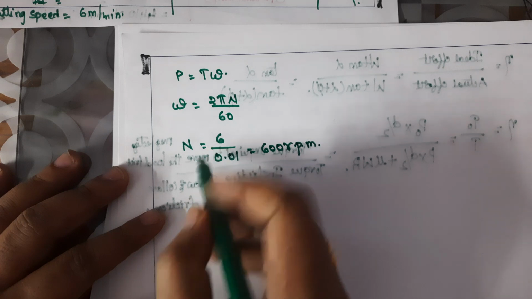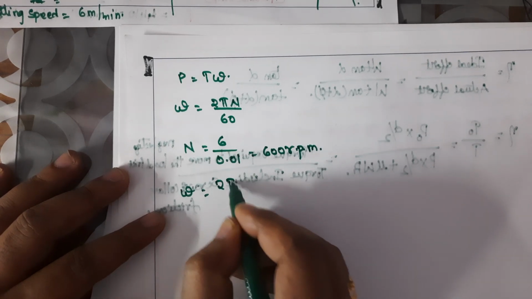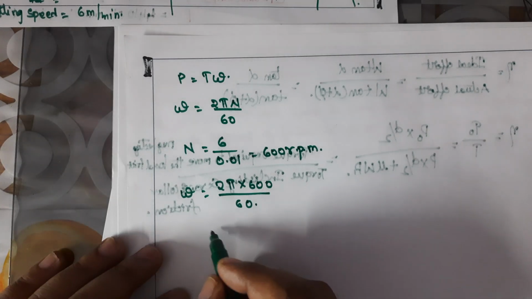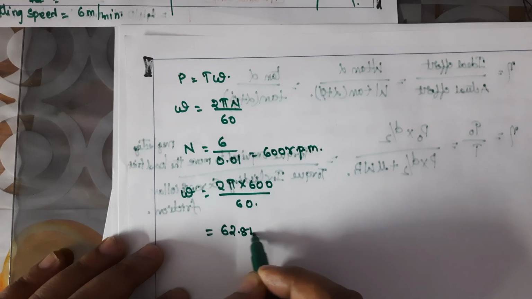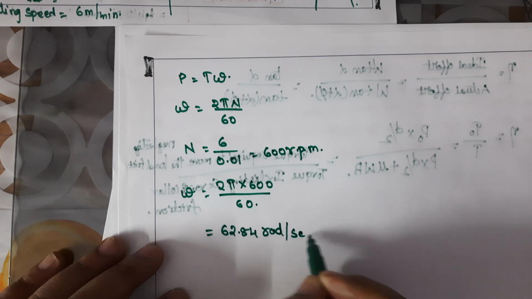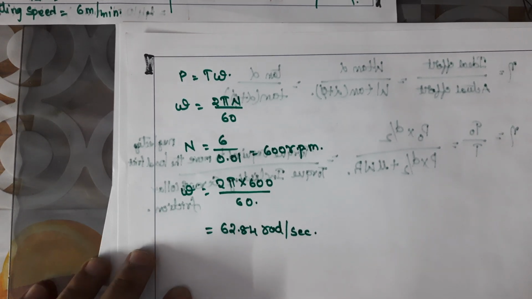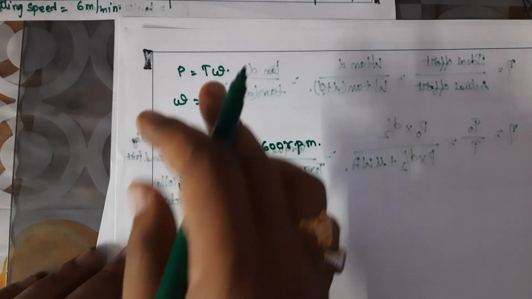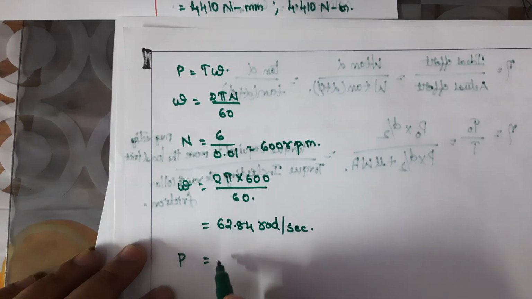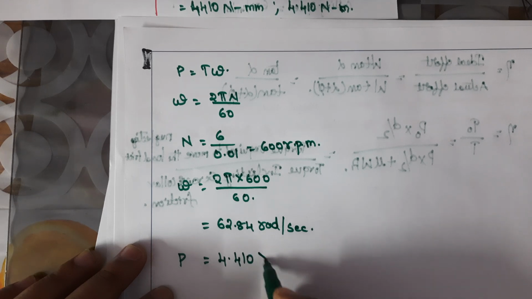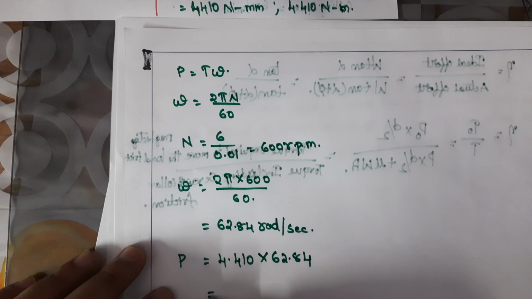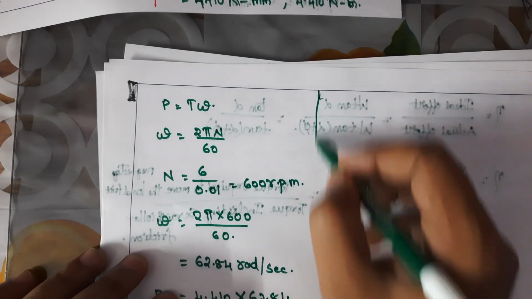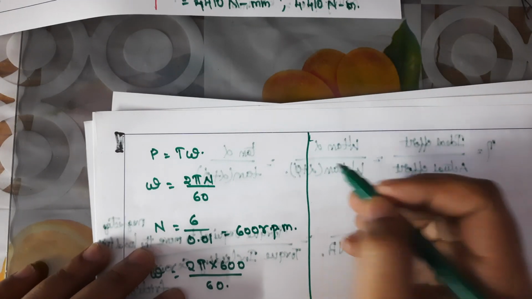Just substitute the value in omega: 2 pi into 600 by 60. I will be getting 62.84 radians per second. Later we have to go for the calculation of power. So power is equal to the torque that we have got, 4.410, into 62.84. Just calculate the value of power and tell me the answer. Later we have to go for the calculation of efficiency.